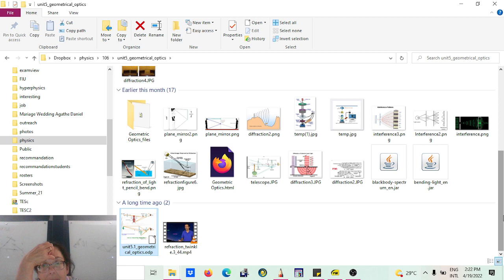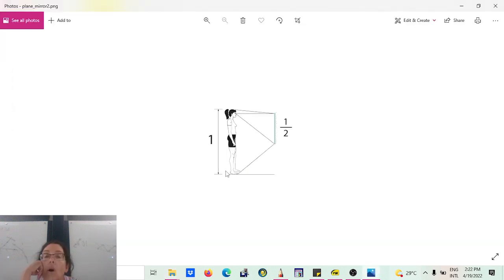The other thing I wanted to show you is the plane mirror. If you want to see your whole body, you don't need a full-size mirror. You can have just one half of your body height. So you can save on mirror space, I guess.